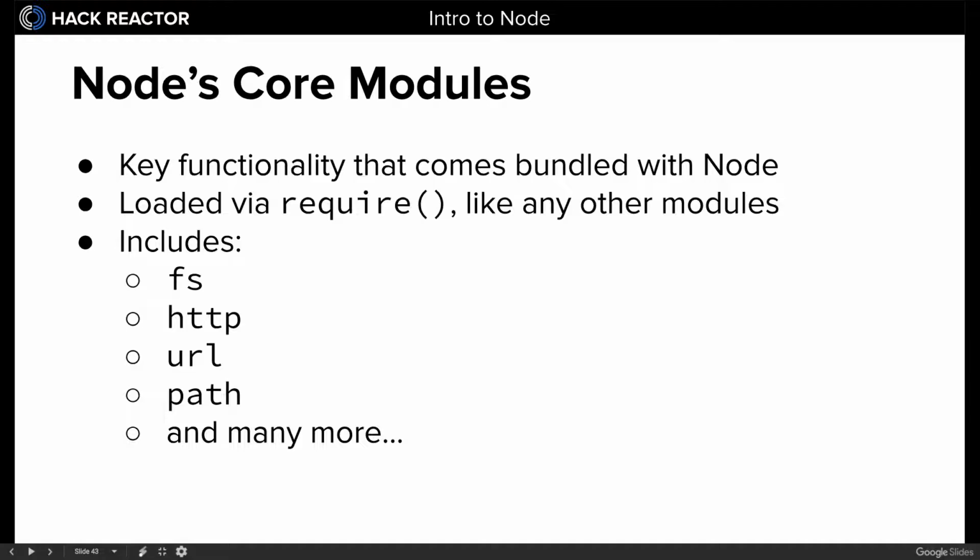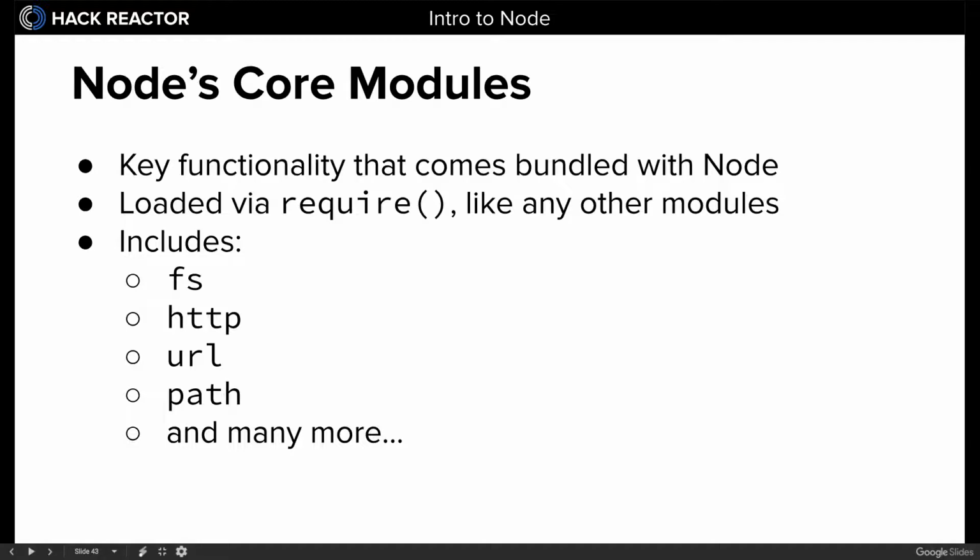So we talked about core modules like require and export, but there's a couple other ones as well: fs, http, url, path. If you want to, you can look up a list of exactly what these are. It's available on Node's website, but essentially these are core functionality things that you might expect. Essentially, it gives you everything that you need to start.